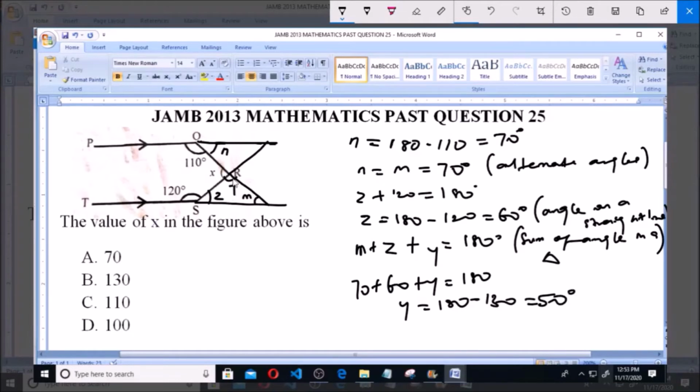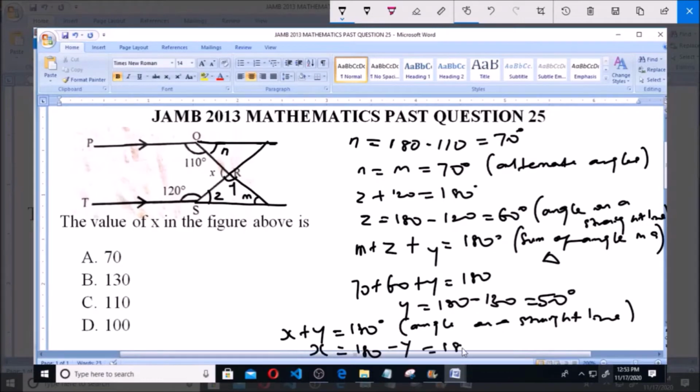Now looking at Y and X, you see that angles Y and X are angles on a straight line, and they sum up to 180 degrees. So that means X plus Y is equal to 180 degrees. That is, angle on a straight line is equal to 180, and angle Y has been calculated to be 50 degrees. So that means that X is equal to 180 minus Y, which is equal to 180 minus 50 degrees, and that is equal to 130 degrees. So X, which is what you are looking for, is equal to 130 degrees, and that is option B.